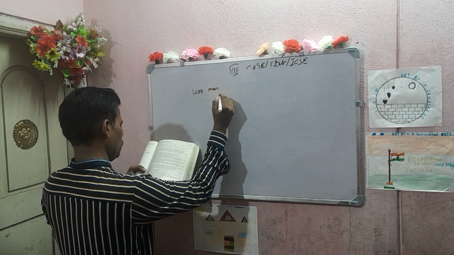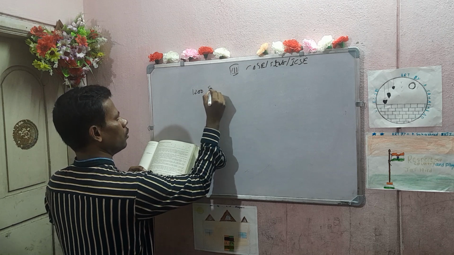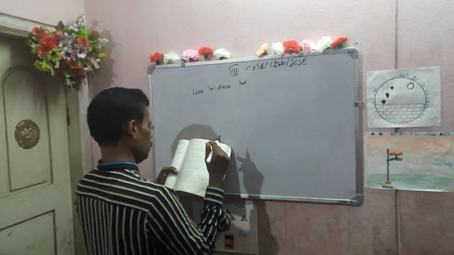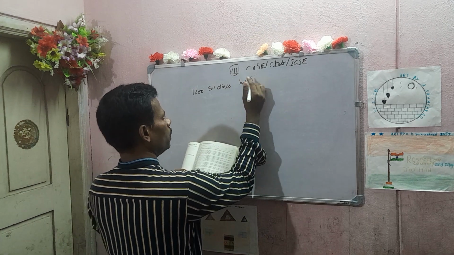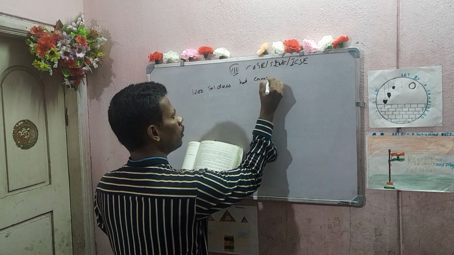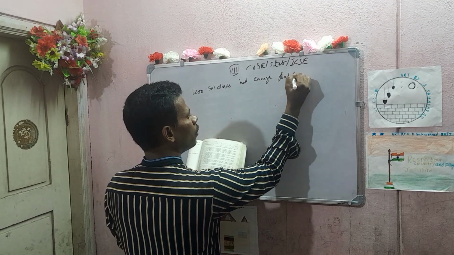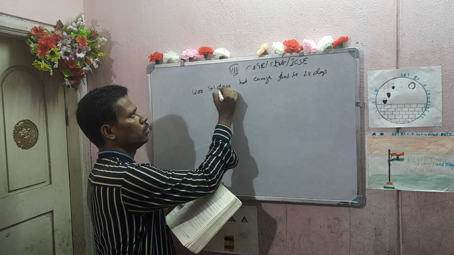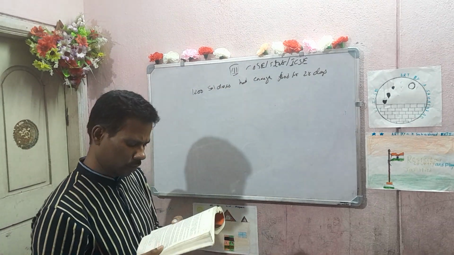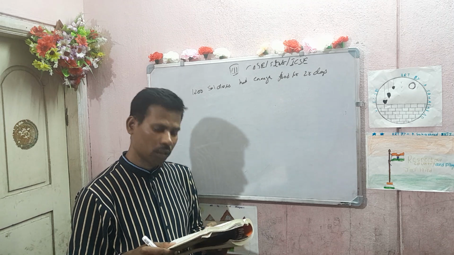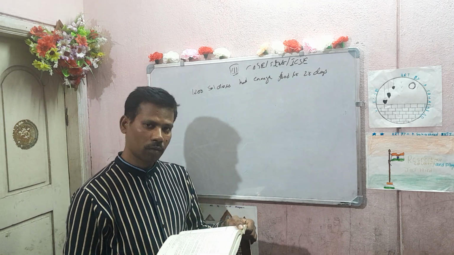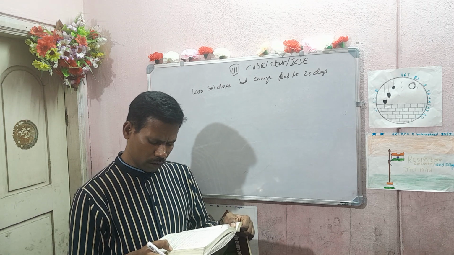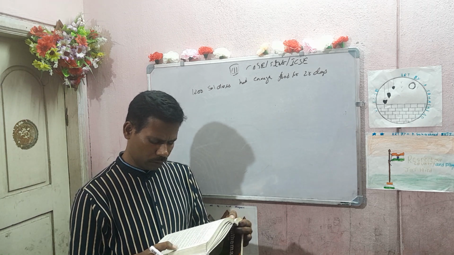1,200 soldiers had enough food for 28 days. Now after 4 days, what is the meaning? After 4 days some soldiers were transferred and thus the food lasted for 32 more days.